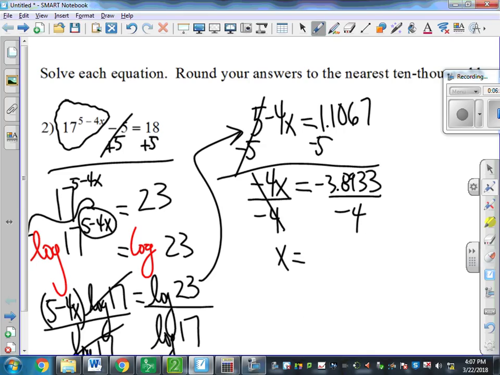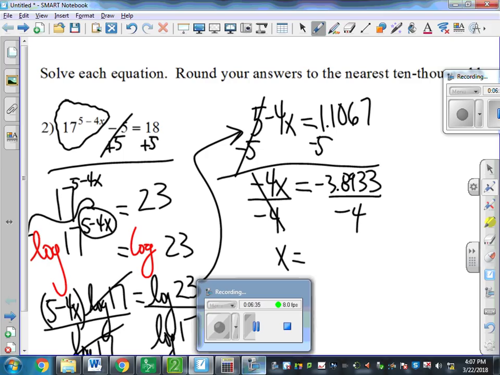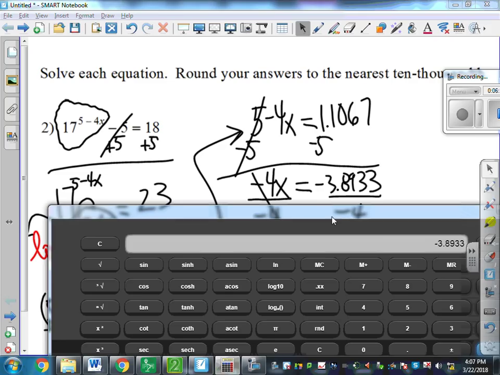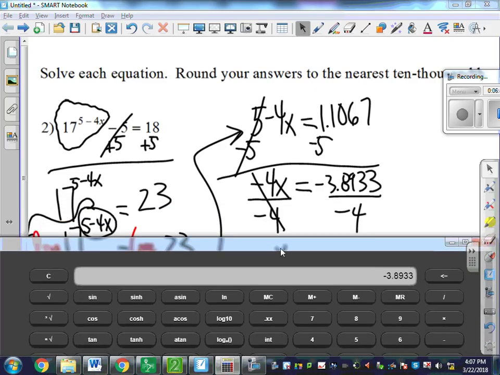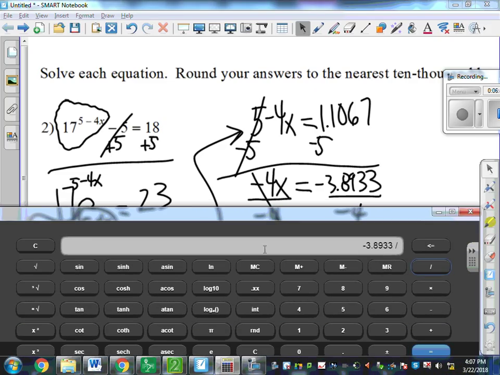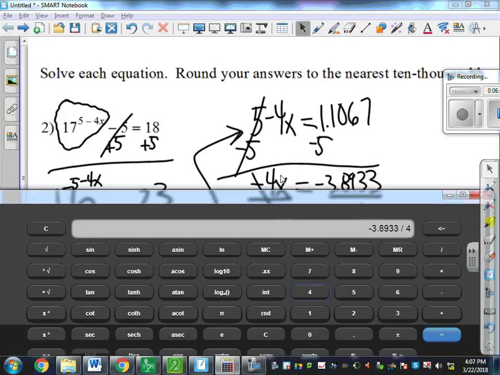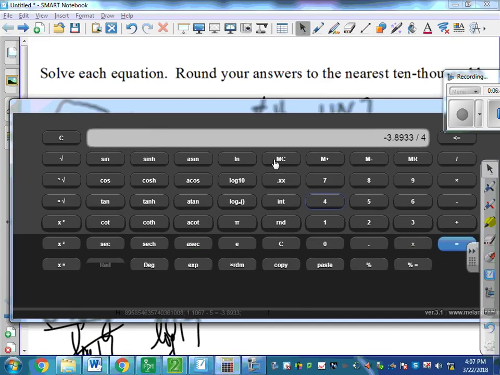So x is going to equal, I have no idea. I got to use the calculator. All right, I already have that number stored in the calculator, divided by 4. Oh, it does work. Okay, so 4, and then I do plus minus. Got it. What's our answer?